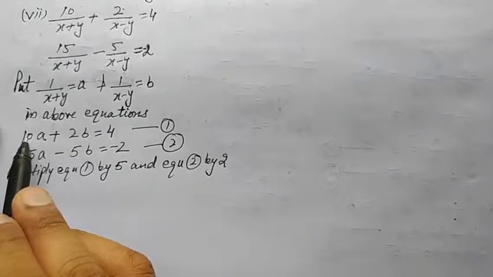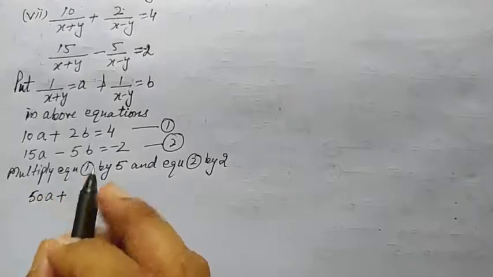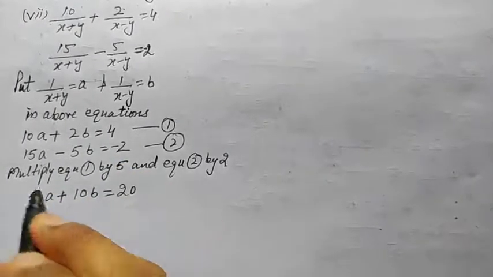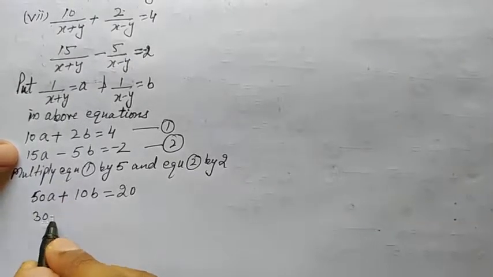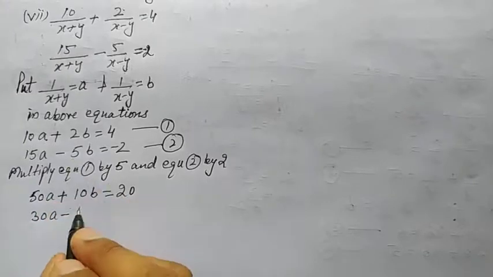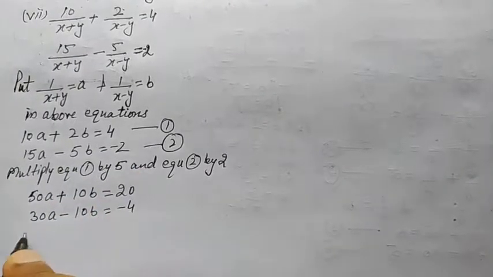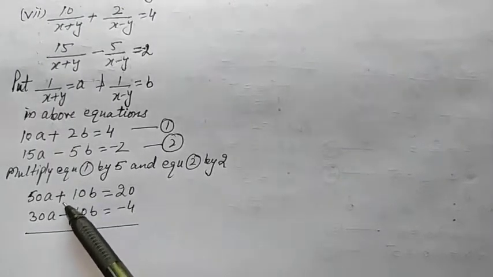So let's multiply with 5 this. 10 fives are 50a plus 2 fives are 10, so it is 10b is equal to 4 fives are 20. The second equation becomes, multiplying this by 2: 15 twos are 30, 30a minus 5 twos are 10, 10b is equal to minus 2 into 2 is minus 4. Now the coefficient of b is the same and has different signs also.